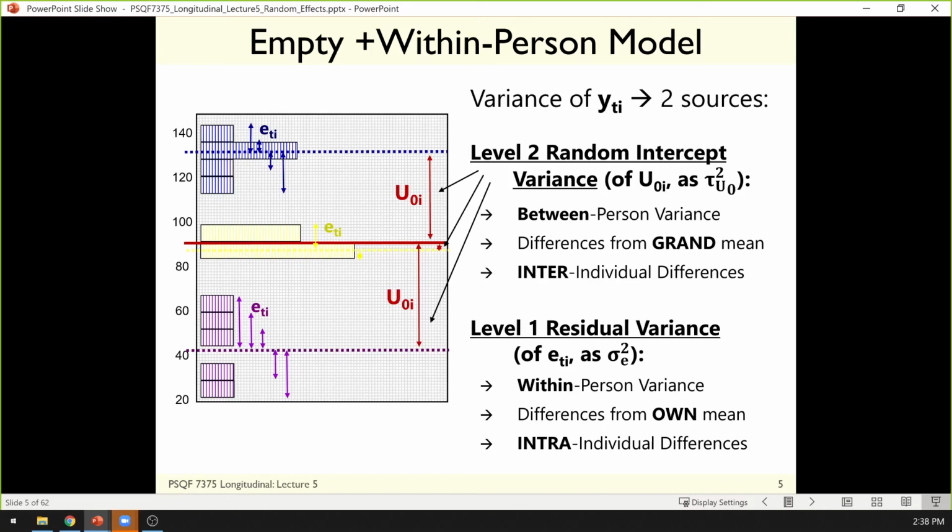And which matrix does it live in? This can be a finger question or a typing question. Which matrix does the level 2 random intercept variance live in? Yeah, G. G, very good.